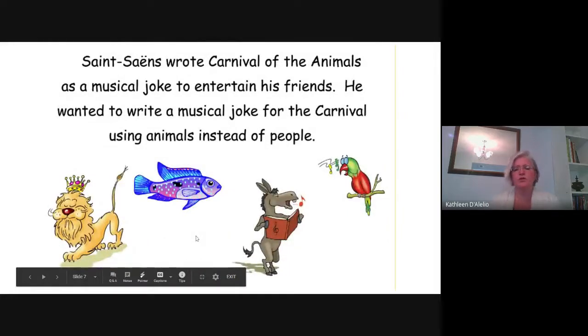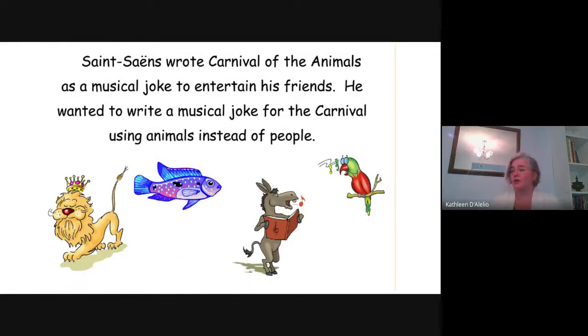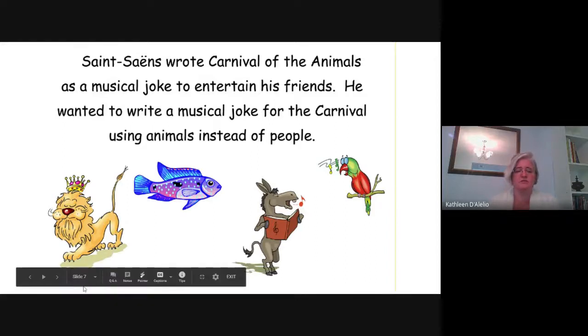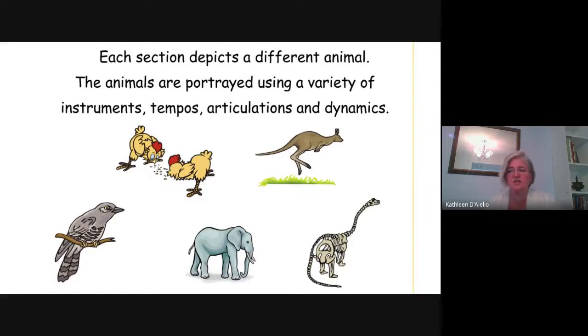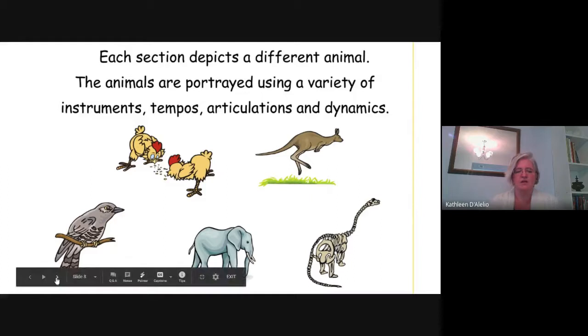So Saint-Saëns wrote Carnival of the Animals as a joke. He wrote it to entertain his friends. He wanted to write a musical joke for the Carnival of the Animals using animals instead of people. Each section of his music is describing a different animal. The animals are portrayed using a variety of instruments and tempos, articulation, and dynamics. These are pictures of some of the animals he wrote about in Carnival of the Animals.